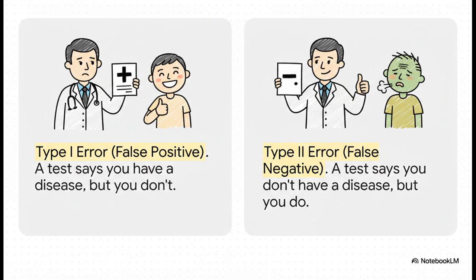A Type 1 error is a false positive. Think of a medical test that tells you you have a disease, but you're actually perfectly healthy. Scary, right? A Type 2 error is a false negative. That's when the test says you're fine, but you're actually sick. Understanding the risk of each of these is absolutely fundamental to making good decisions.